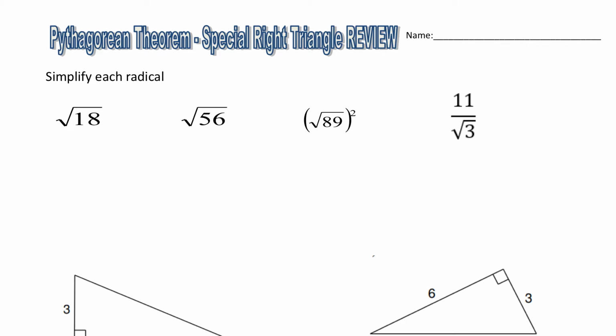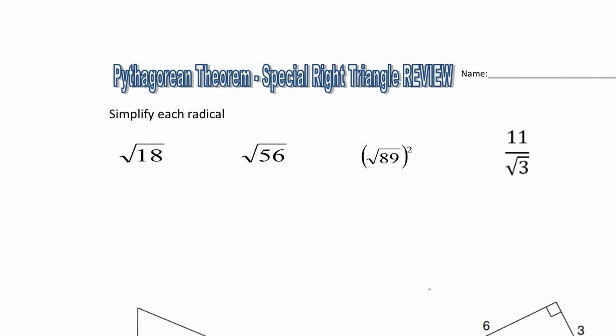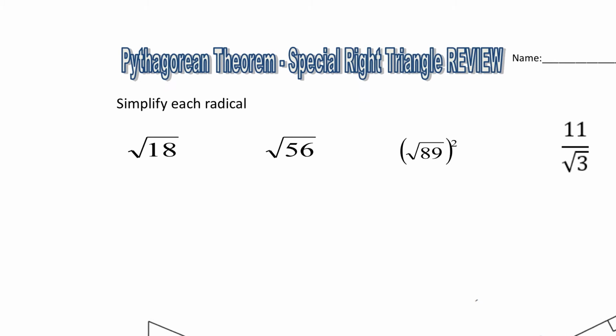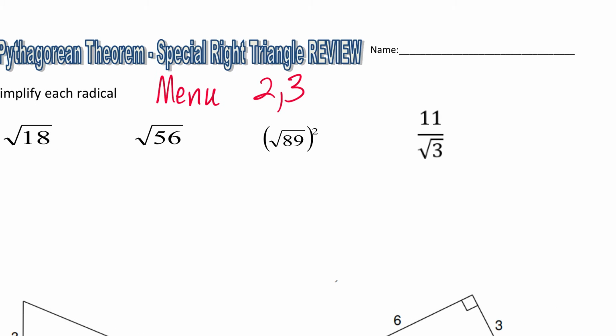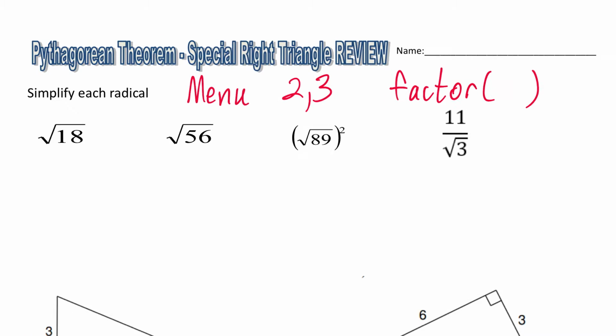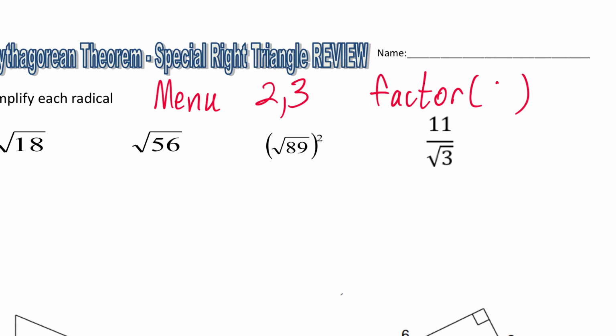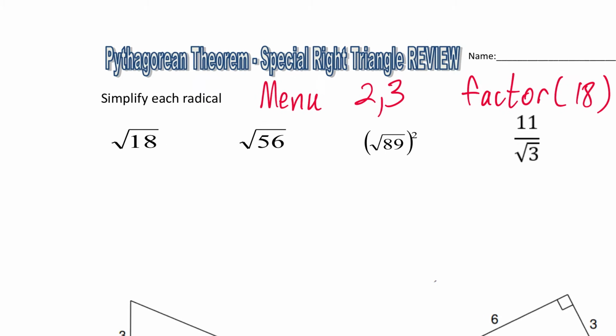So let's go ahead and get going here. On the first ones, it says simplify these. What we're doing on this is we are going to be using the menu 2, 3. Menu 2, 3, that's where it brings up the thing that says factor. Put it in parentheses like that. And then on this first one, you're just going to type in 18 and push enter.